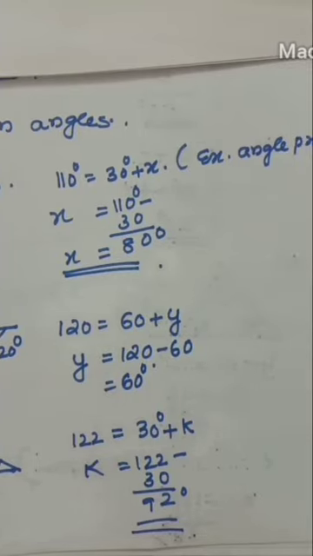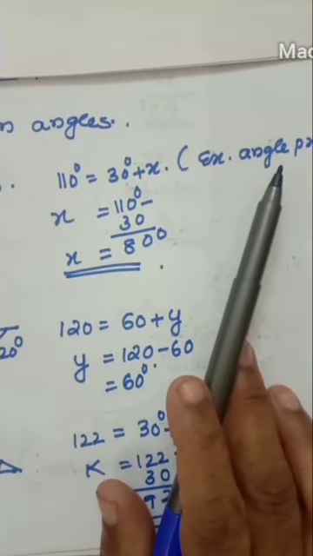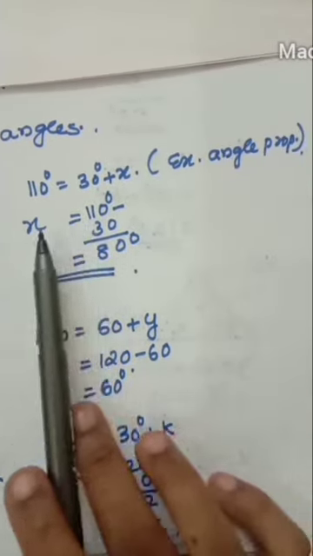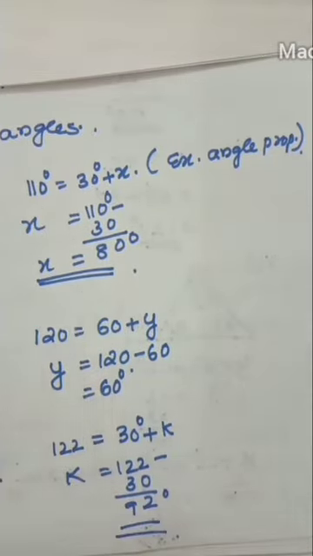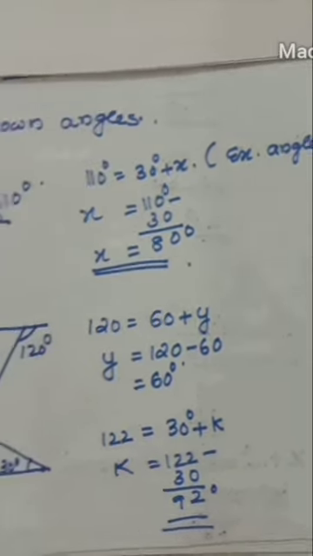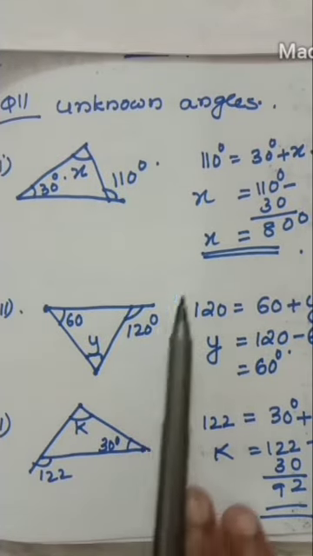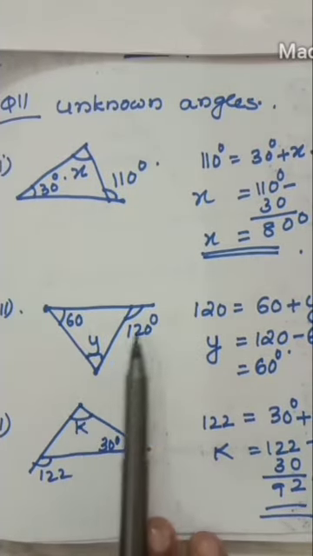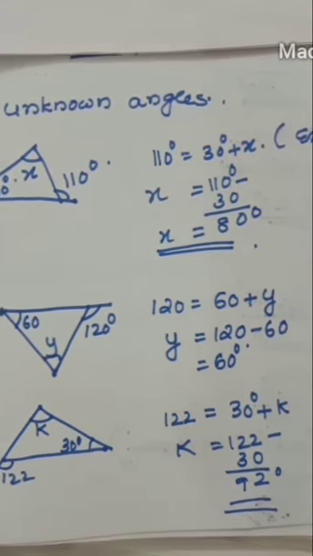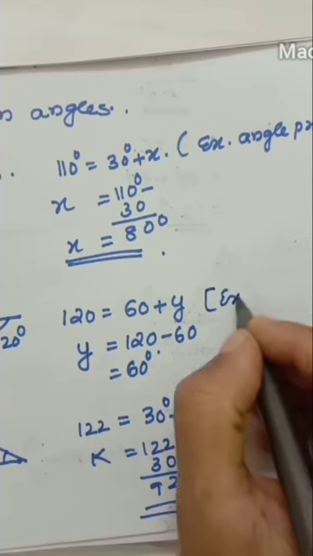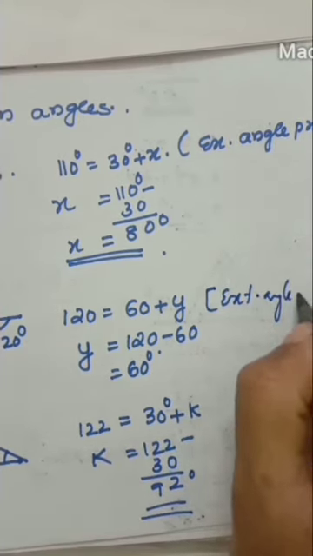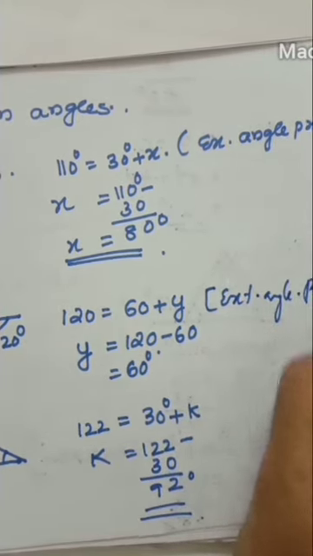See. Reason. What is the reason? Exterior angle property. X equal to 30 will be moved here. It will be subtract 80 degree. Like that next also. Exterior angle 120. 60 plus y equal to 120. Exterior angle property. You have to write here exterior angle property. That is the reason compulsory.